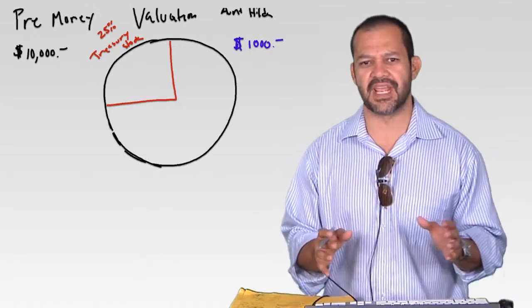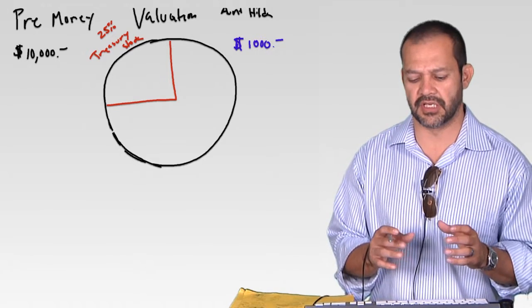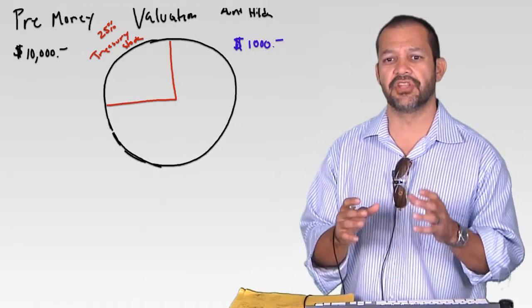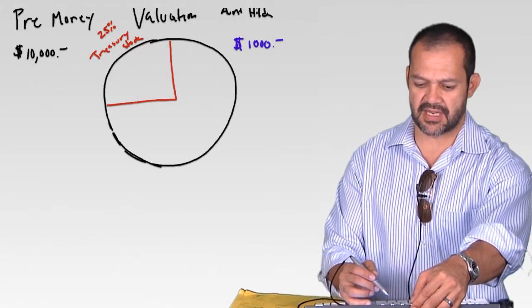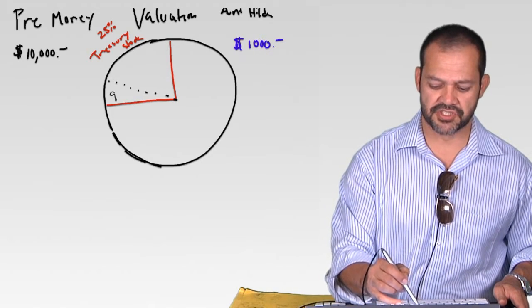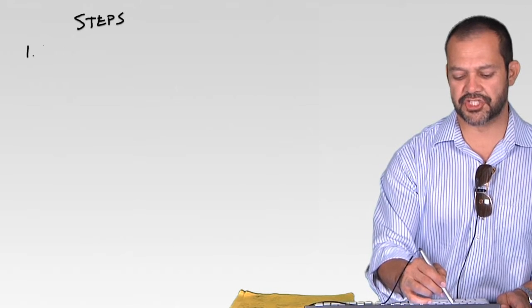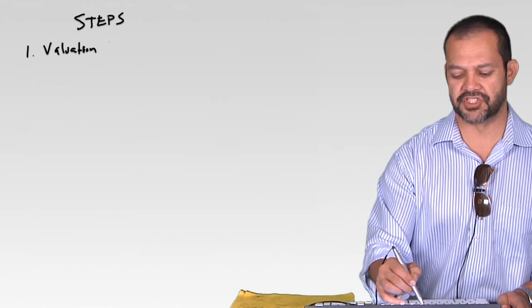What percentage of the company does Aunt Hilda have now that she has given you $1,000? Well, we just did that math, and you are correct. That is 9%. But let's make sure that we go over the steps, because there's a lot to this. Number one, we have to make sure that we are doing the valuation percentage correctly.